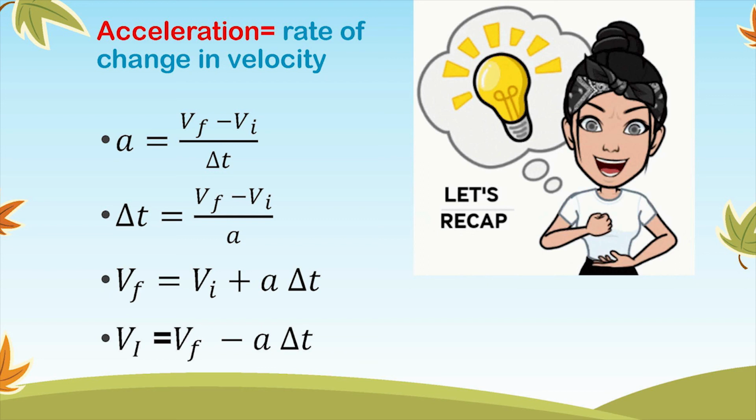Equation 3, vf is equal to vi plus acceleration multiplied by change of time. Equation 4, vi is equal to vf minus acceleration multiplied by change of time.